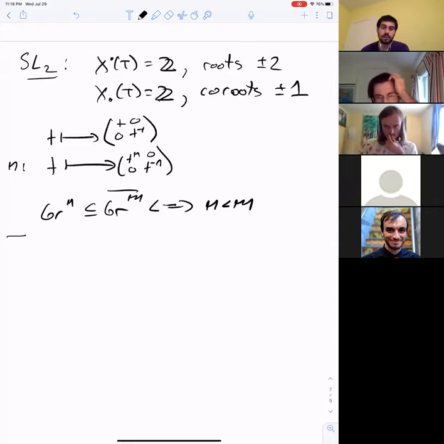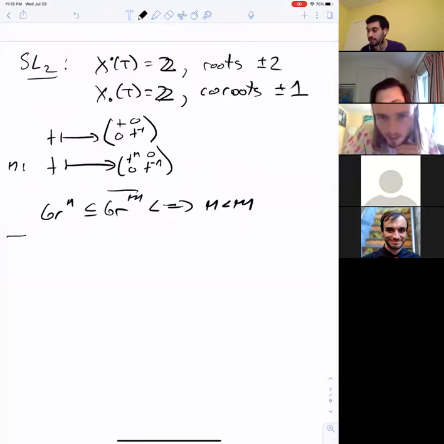If you're talking about the ordering of the weights in SL2, then you'll get that 4 is not greater than or equal to 3. But if you're talking about the ordering on the co-weights, then since the co-roots are plus or minus 1... Oh, okay. Yeah, I was just trying to go for the simplest example, and the simplest example was the weights of SL2, not the co-weights of something. But yeah, I have a question.